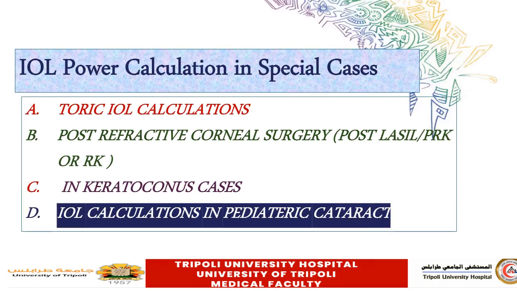Now we come to the last special case scenario in IOL power calculation, that is IOL power calculation in the pediatric age group or in pediatric cataract. The subject also is important and has special consideration because of the variability and changes in the axial length and keratometry over time as the child grows up. So we will in the next slide speak about these situations.